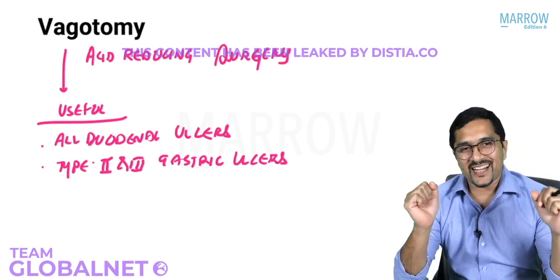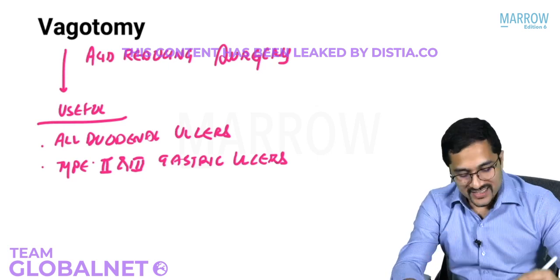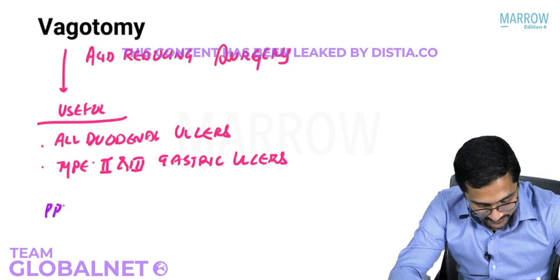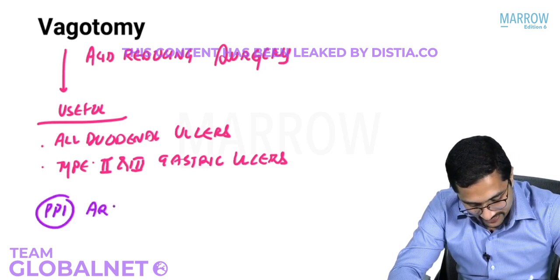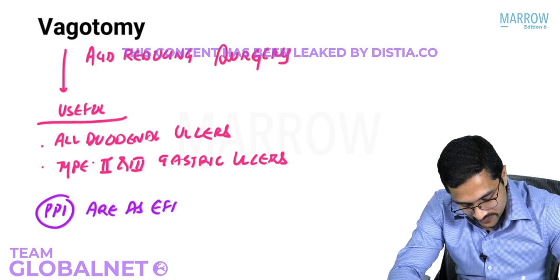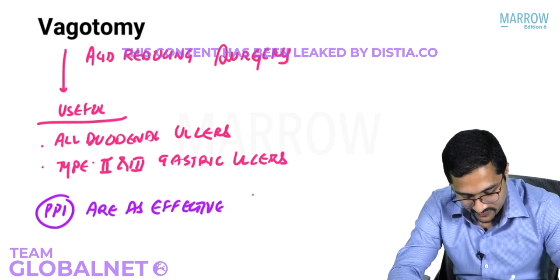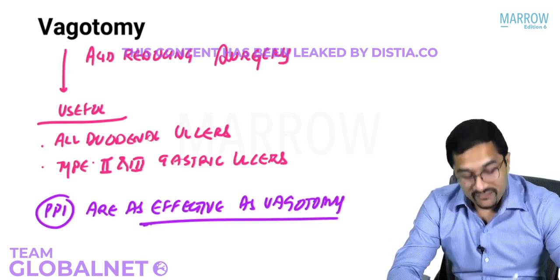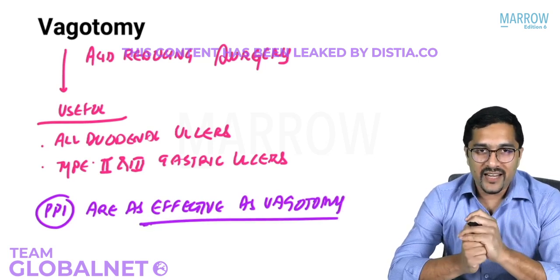no longer done, right? And the reason why we don't do this surgery is because proton pump inhibitors are as effective as vagotomy. And this is a classical example where a drug has replaced the surgery, right?